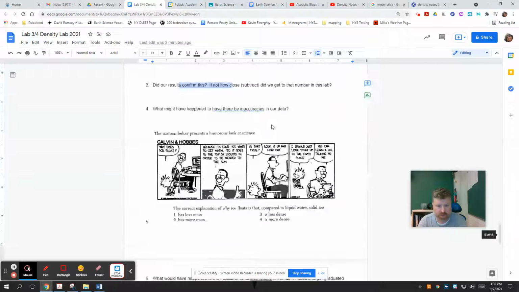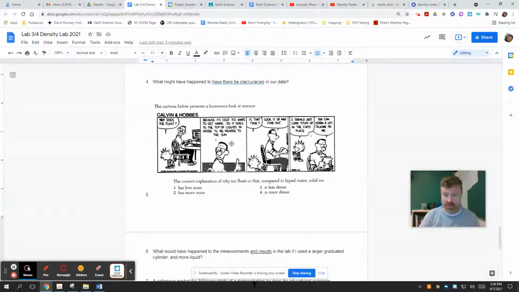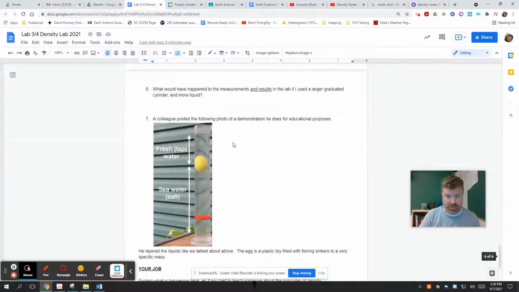So you'll have to see which one you think is water. Maybe I'll tell you. I don't know. But either way, did your water one end up being close to that? What might have happened to be inaccuracies? Could anything have possibly gone wrong? Lots of things. Think about the steps that you did in this lab. Where might there be an inaccuracy? This is actually a Regents question with a Calvin and Hobbes question. See what you think.